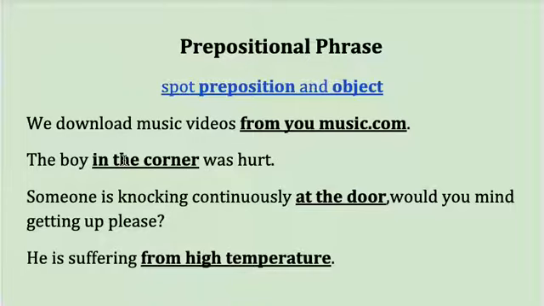Now prepositional phrase को identify करने के लिए आप sentence को पढ़ो, उसमें सबसे पहले आप ढूंढो preposition कहाँ पे, उस preposition के बाद object जो आता है उस combination को हम लोग prepositional phrase कहते हैं. Let's do this exercise in sentence number one. We downloaded music videos from youmusic.com. Here you just identify, from is the preposition. After that, youmusic.com is the object. So here you see the combination of preposition and object is called a prepositional phrase.